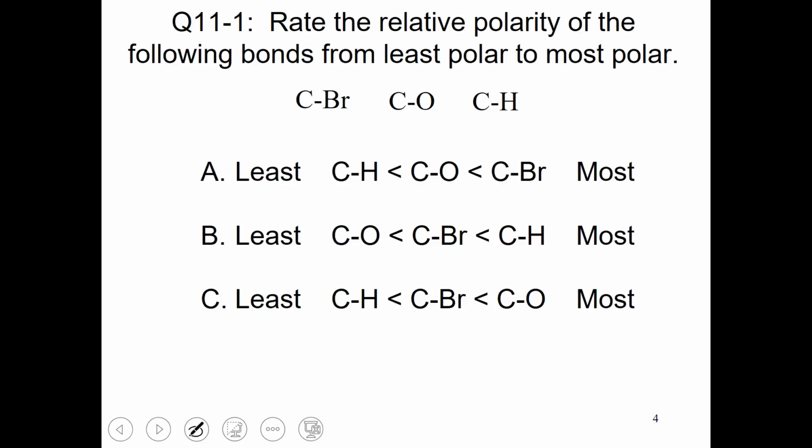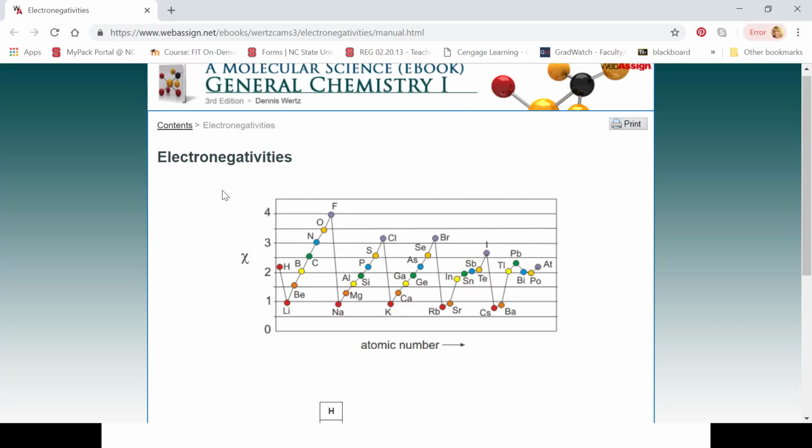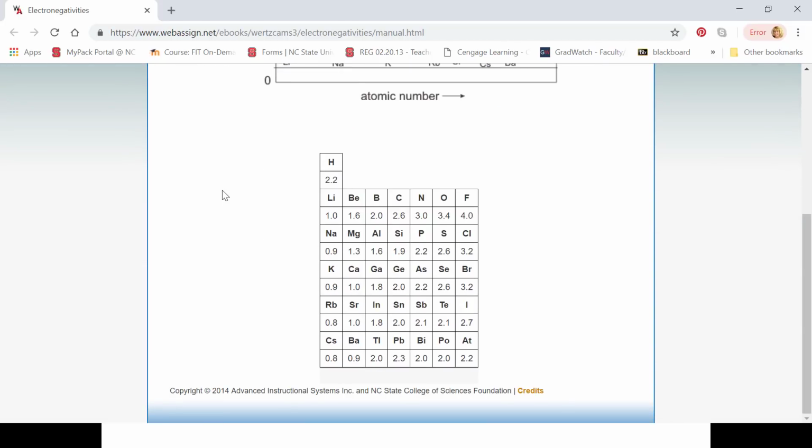Now, when hydrogen is involved, sometimes that can be a little bit tricky because hydrogen is not exactly a metal, not exactly a nonmetal. So in this case, it's helpful to look up the electronegativities. This electronegativity chart is available in your textbook, and if I scroll down, you can see some of the values. Hydrogen is 2.2, carbon 2.6, oxygen 3.4, and bromine 3.2. Let's go back to our question.